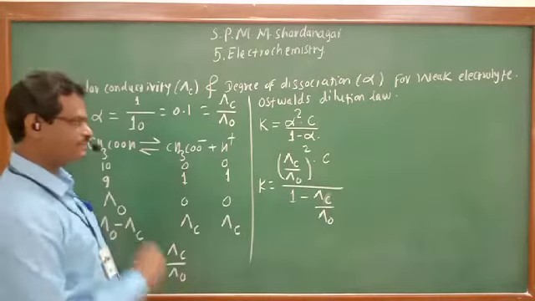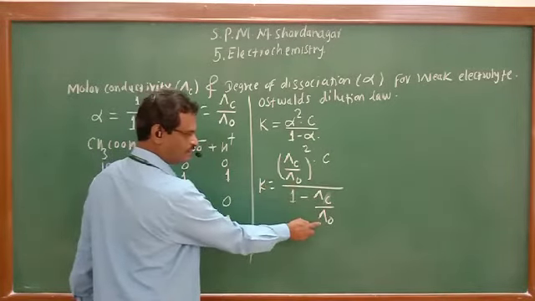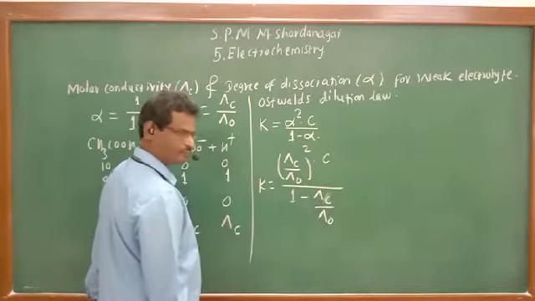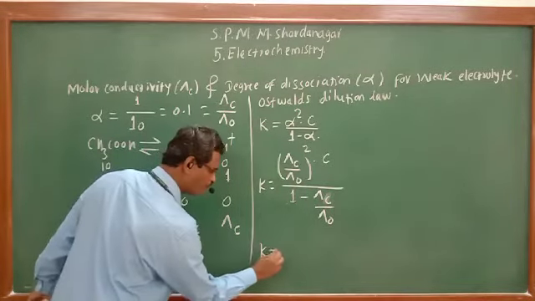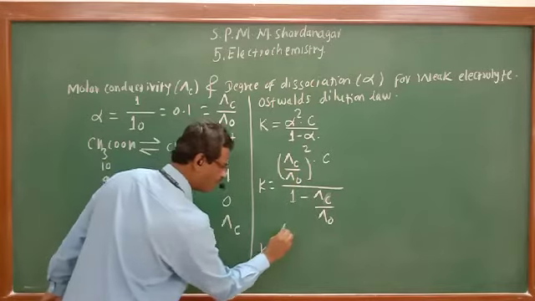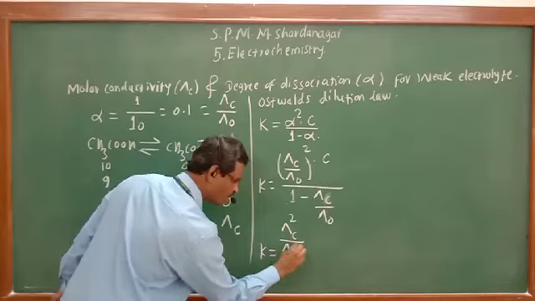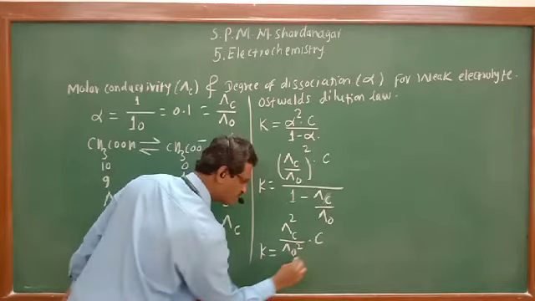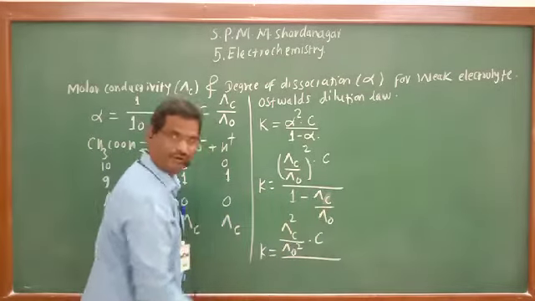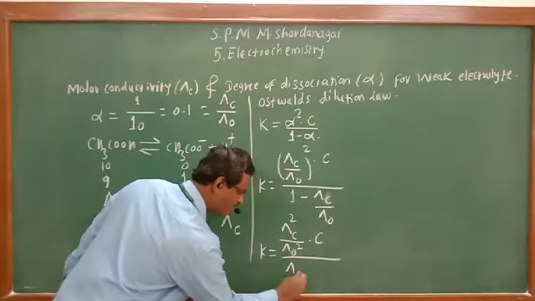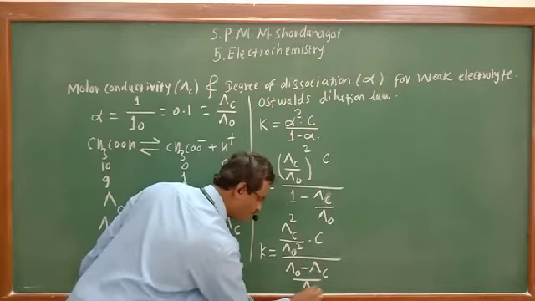Now if we solve this, see what will happen. Square, this lambda 0 goes at the numerator, but before that solve this factor. See what happens. K will be equal to lambda c square divided by lambda 0 square into C divided by 1 minus lambda c upon lambda 0.